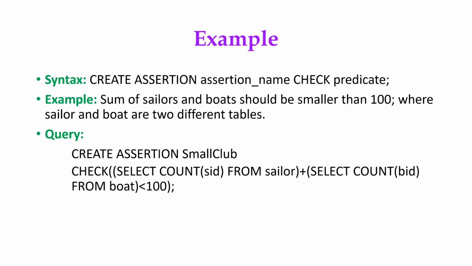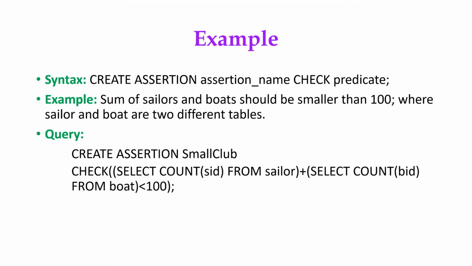For example, let us consider that the sum of sailors and boats should be smaller than 100, where sailor and boat are two different tables. That is, we have two relations: sailor is one relation, boat is another relation. But our condition is that whenever we are updating these tables, the sum of sailors and boats should always be smaller than 100. So this is the predicate. The query for assertion is: we create an assertion with a name called small club and check the predicate, select count of sailor ID from sailor plus select count of boat ID from boat, which is less than 100.